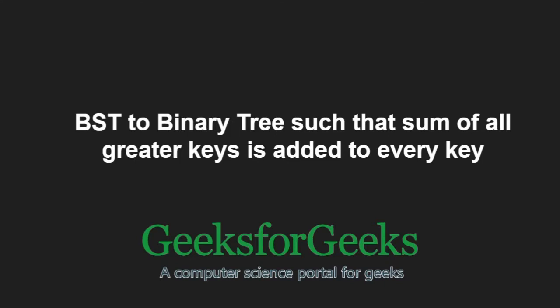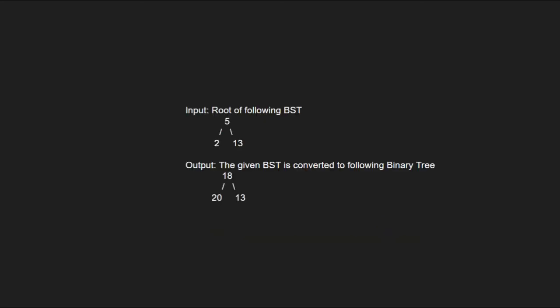In this video, we are going to understand the program which converts a BST to a binary tree such that the sum of all greater keys is added to every key. First, let us take an example. For the given input, node 5 will be replaced by 13 plus 5 and node 2 will be replaced by 13 plus 5 plus 2.